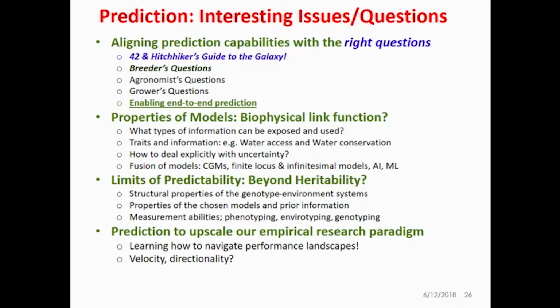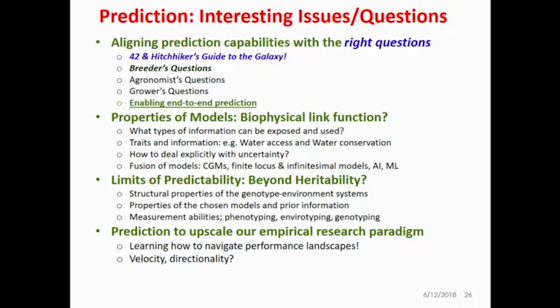And so how we move traits around from different sources of germplasm and so forth gets into a bigger question that I'm ultimately interested in, and that is learning how to navigate across performance landscapes. And so what velocity and directionality can you actually take?